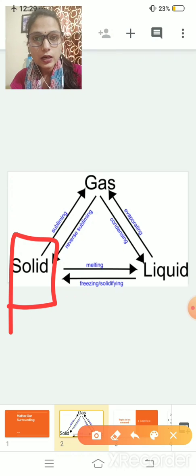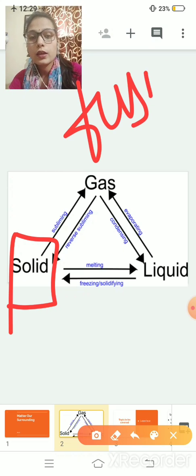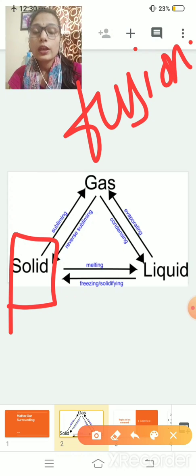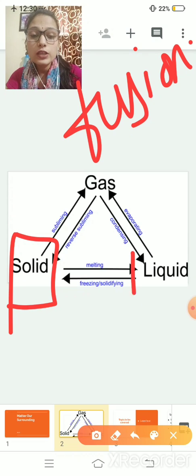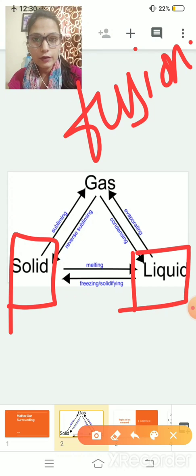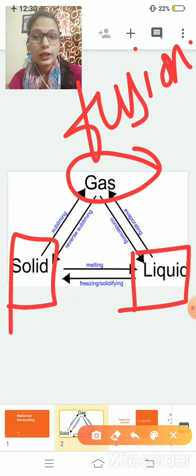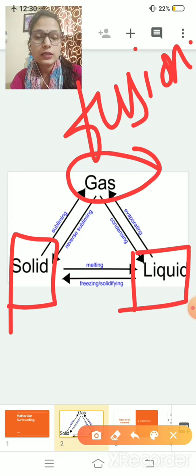And one more name is there. It is also known as fusion. So when your solid substance converts into liquid substance, that process is known as melting, or that process is known as fusion. Okay, now if your substance is present in a liquid state and converts into gas, how will it convert? If you increase the temperature, that process is known as evaporation. That means if your liquid substance changes into gas by raising temperature, that is known as evaporation.